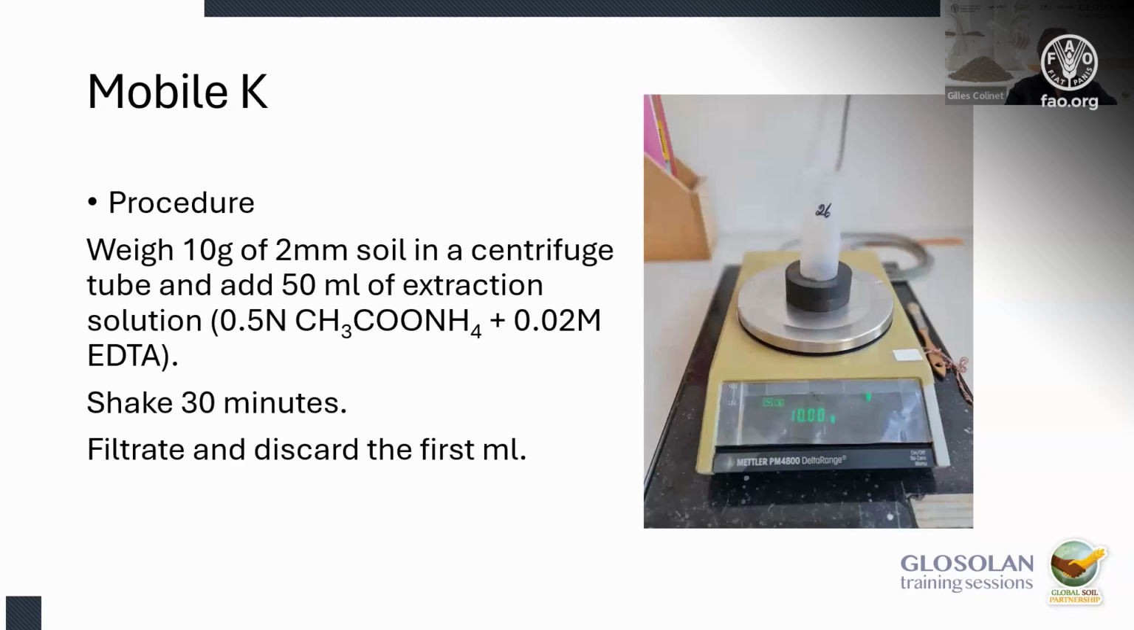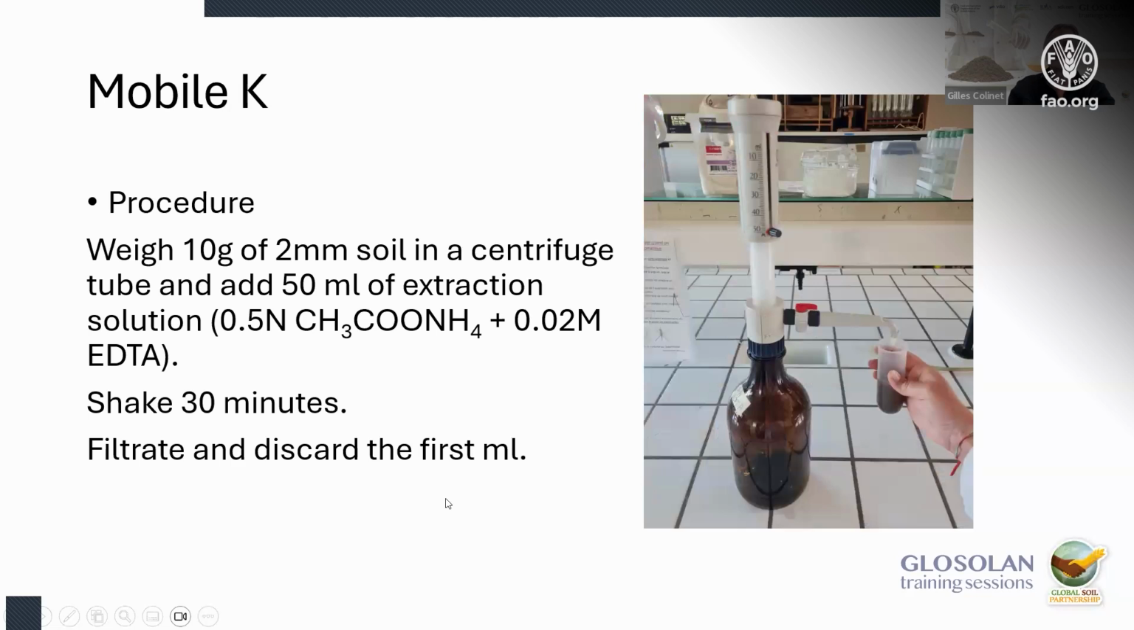Regarding the procedure, we have a 1:5 ratio of soil to extraction solution. So we weigh 10 grams of 2 millimeter soil in a centrifuge tube. We add 50 milliliters of the extraction solution. We shake for 30 minutes, and we filtrate and discard the first milliliters.